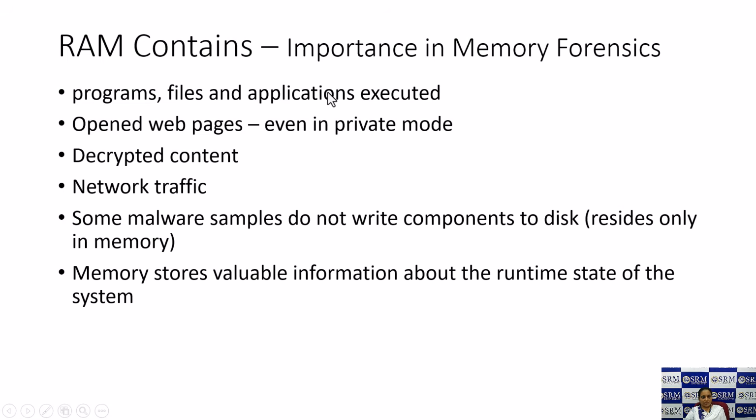Right. What does RAM contain? I told you, when you're doing a RAM capture, it's very, very important. It is so volatile that only at that time it will be available; afterwards, it is gone. So, what does RAM contain? It contains the programs, files, and applications executed at that moment of time, opened web pages even in private mode, decrypted content, network traffic, and some malware samples that do not write components to disk and reside only in memory. Very, very important. Memory stores valuable information about the runtime state of the system. All this is what RAM capture is doing.